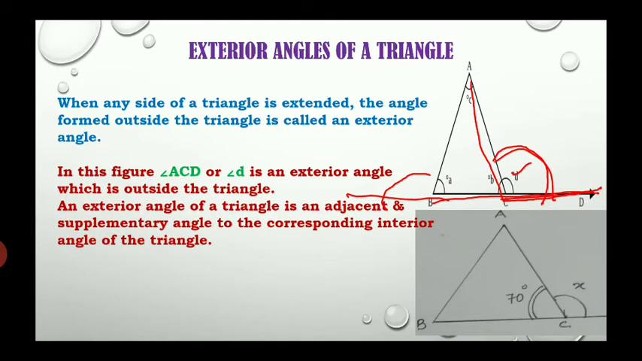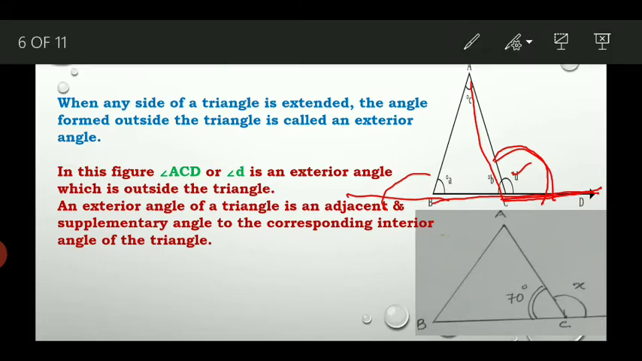An exterior angle of a triangle is adjacent. Adjacent means they lie side by side. This angle and this angle both are lying side by side and are supplementary. Supplementary means the total angle is 180 degrees. Why? Because it is a straight line. So a straight line angle is always equal to 180. So this plus this is 180 degrees, to the corresponding interior angle of a triangle.